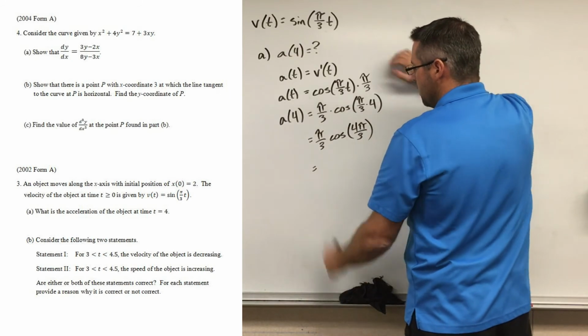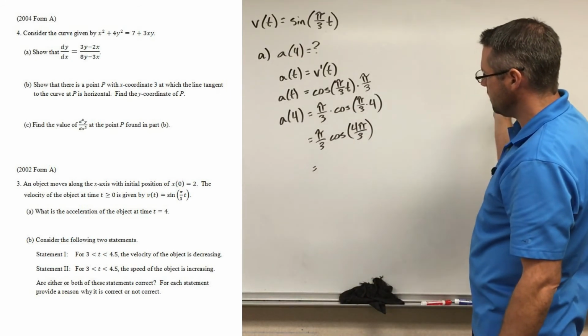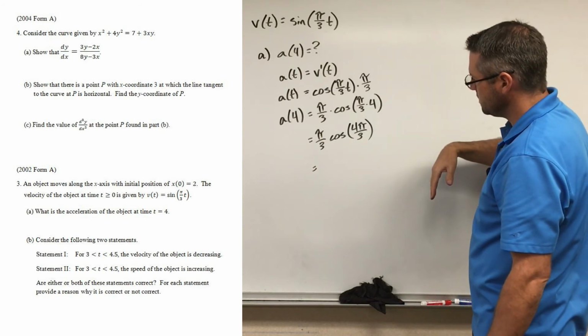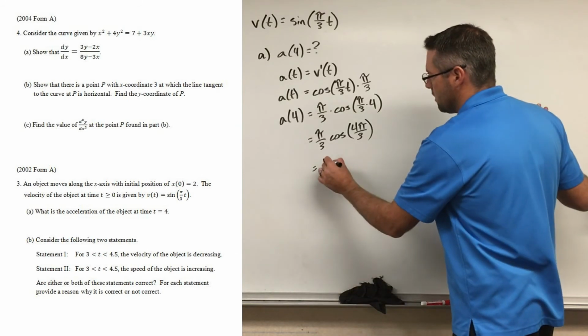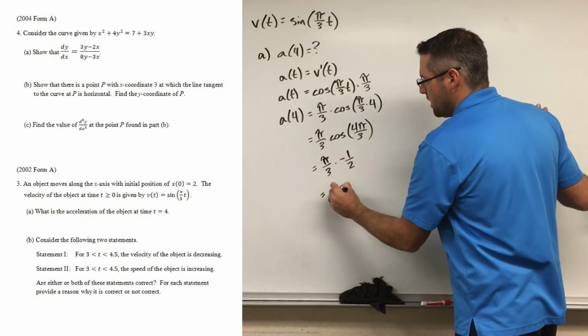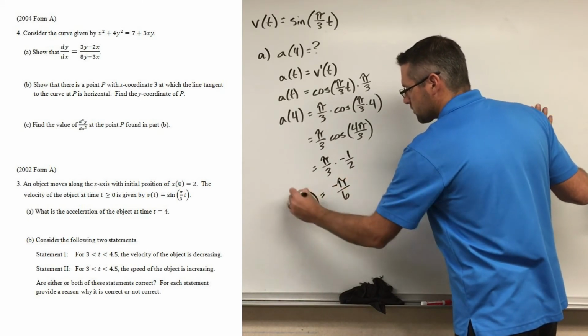Now I'm going to have to think. Cosine of 4 pi over 3, well, that's going to be 4 pi over 3. Let's see, that's 1 pi, 2 pi, 3 pi, 4 pi. So cosine is going to be negative 1/2 there. So pi over 3 times negative 1/2, which would end up being negative pi over 6. So that's a of 4.